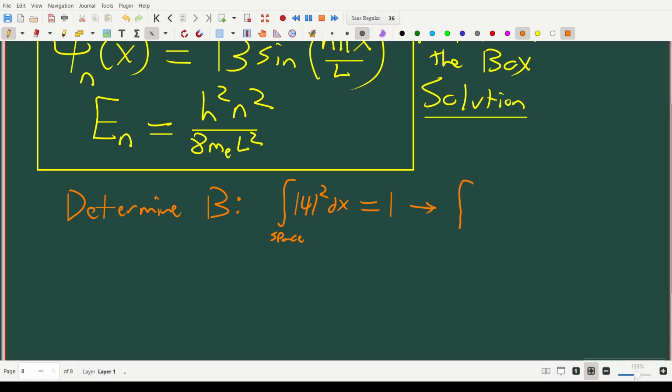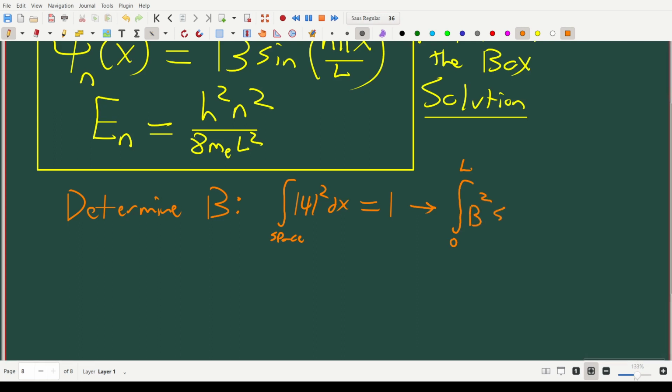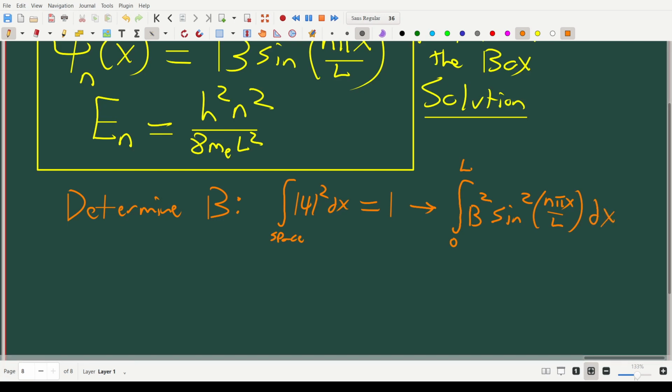So we're going to integrate over our box. That's an integral from 0 to L of the square of our function, B squared sine squared n pi x over L dx. And that's going to be equal to 1. We know it has to be equal to 1. It's a normalized wave function.